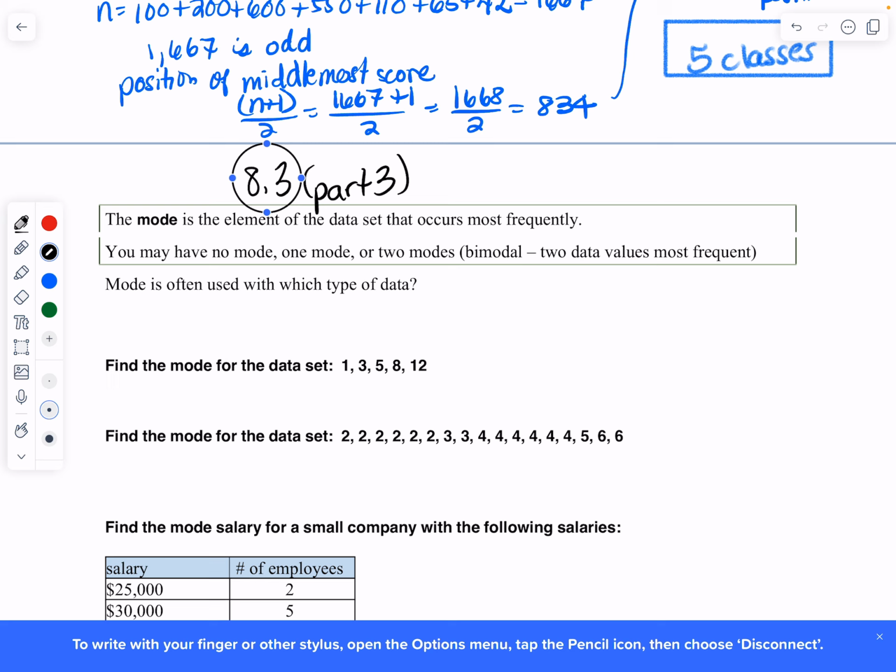So the mode is an element of the data set that occurs most frequently. So we're going to have to look at the frequency distribution and pick out which value occurs the most. And by the way, it can happen that you have no mode because maybe all the numbers don't occur more than once. You can have one mode, which means one value sticks out because it occurs the most, or it can be bimodal.